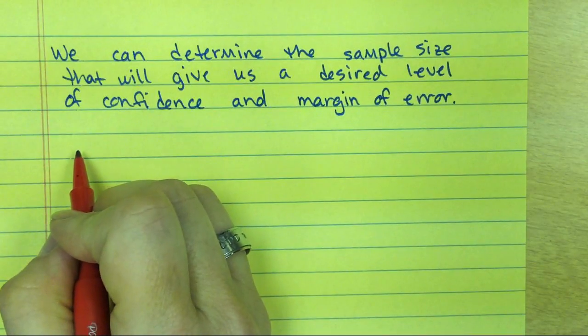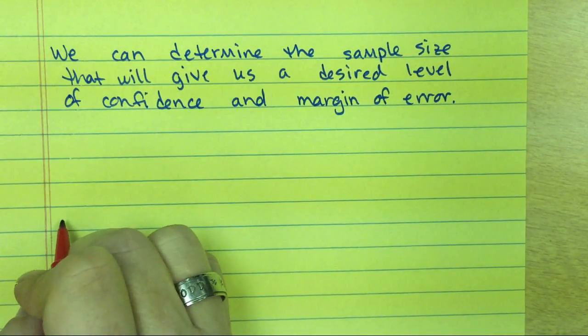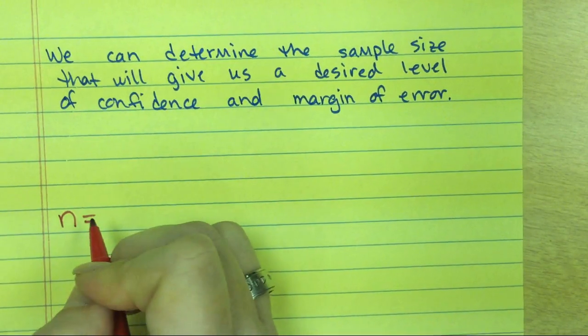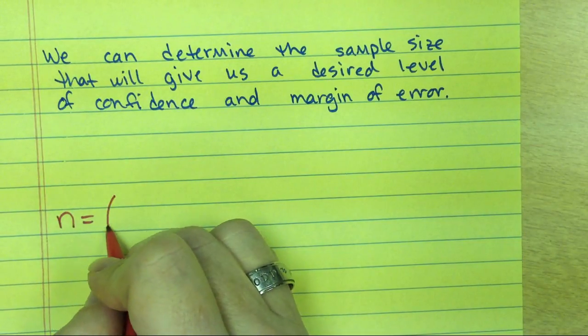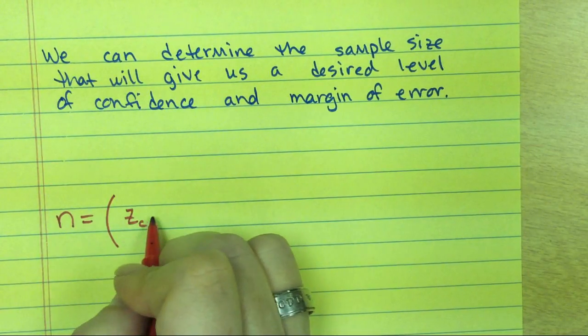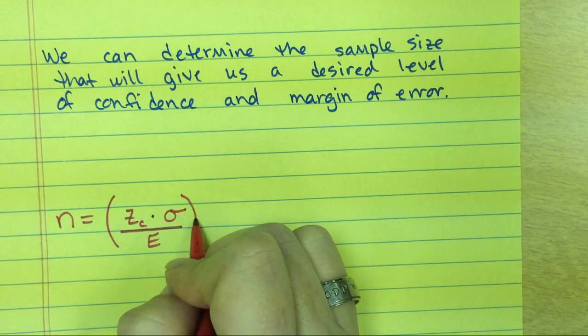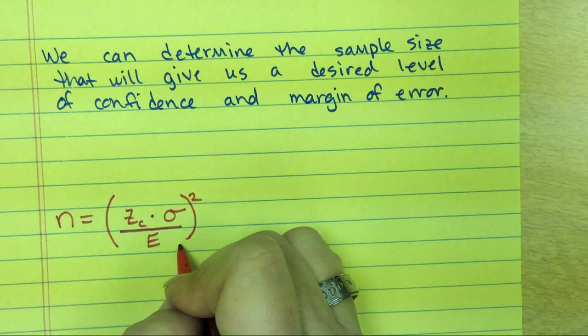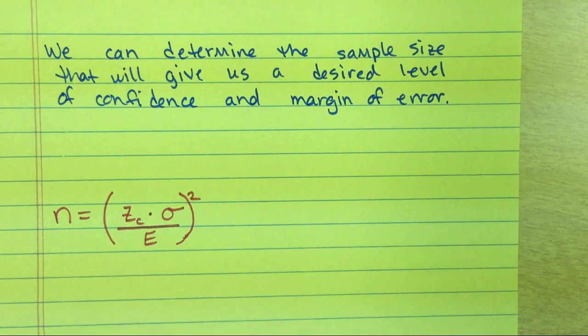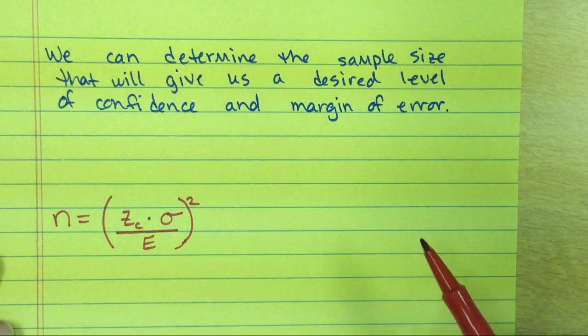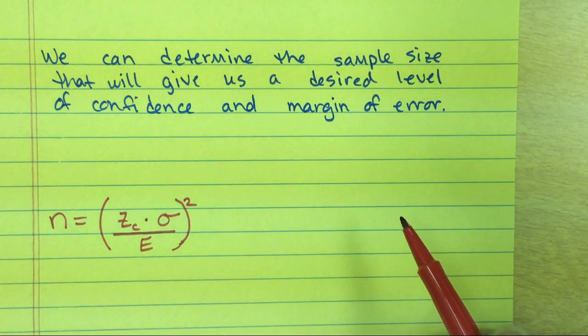I'm going to write a little bit up here, so I'm leaving a little bit of space. I'm going to write the formula. It's n equals z sub c times sigma divided by e, squared. Now that's just rearranging the e formula. So you don't have to actually write down an extra formula. You can use the original formula.